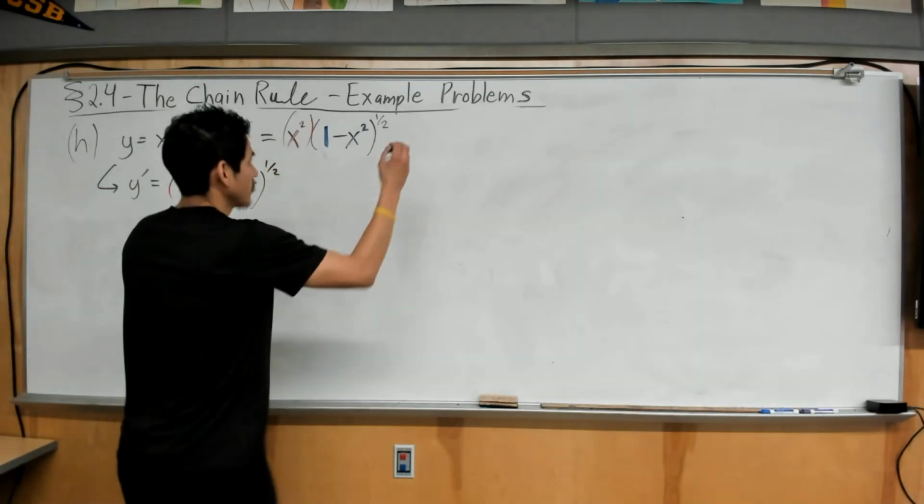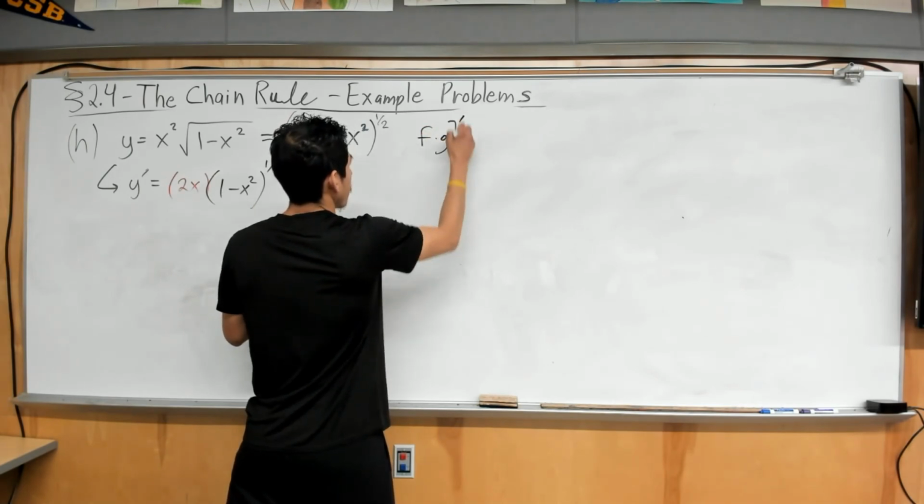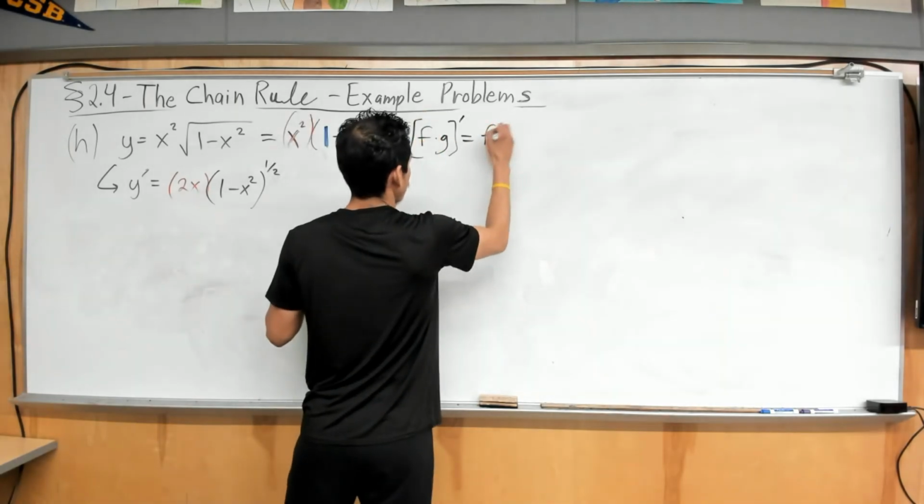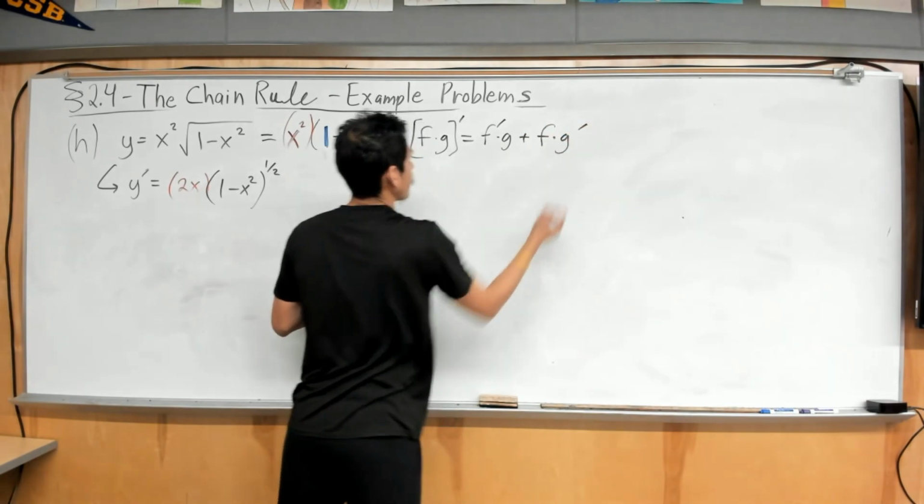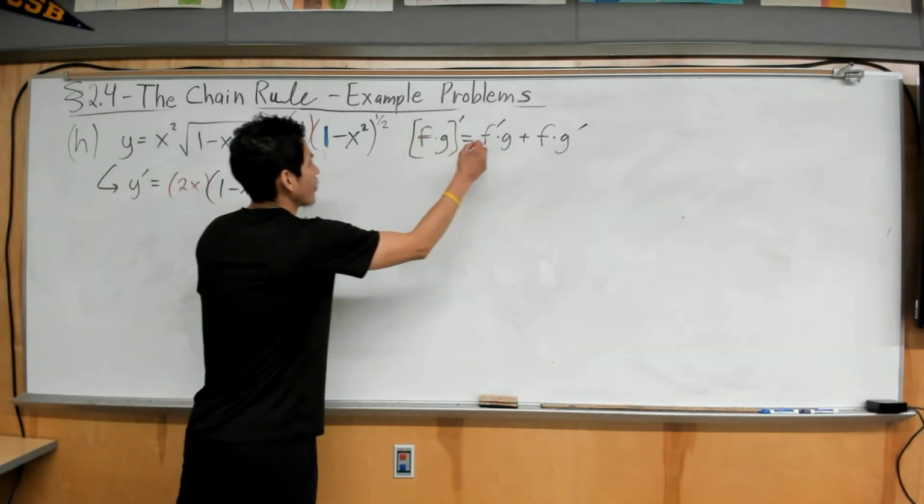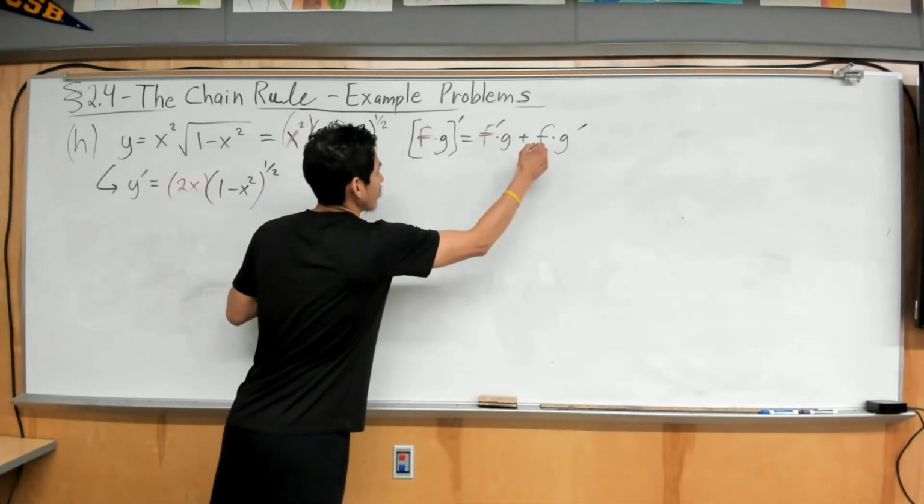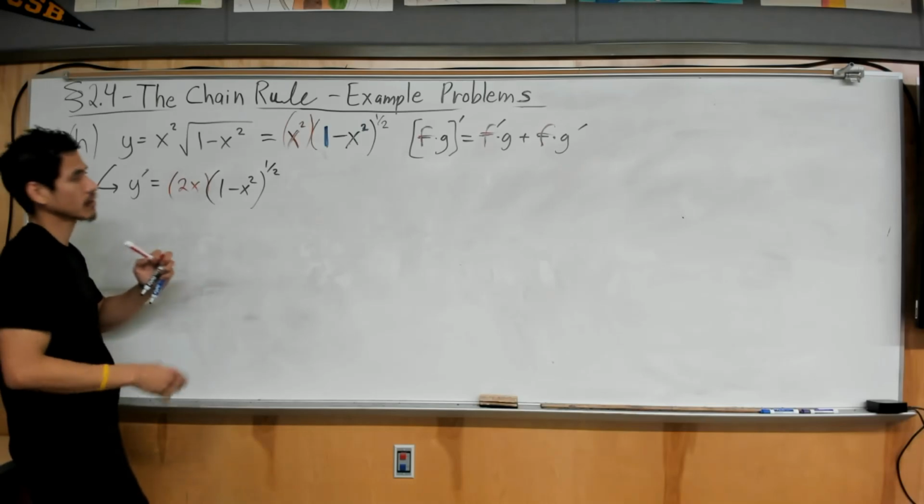If you need to, let me show you the product rule again. If you want to find the derivative of f times g, that'll be the derivative of f times g plus f times the derivative of g. So it's like red, that sort of thing. If you need a refresher.